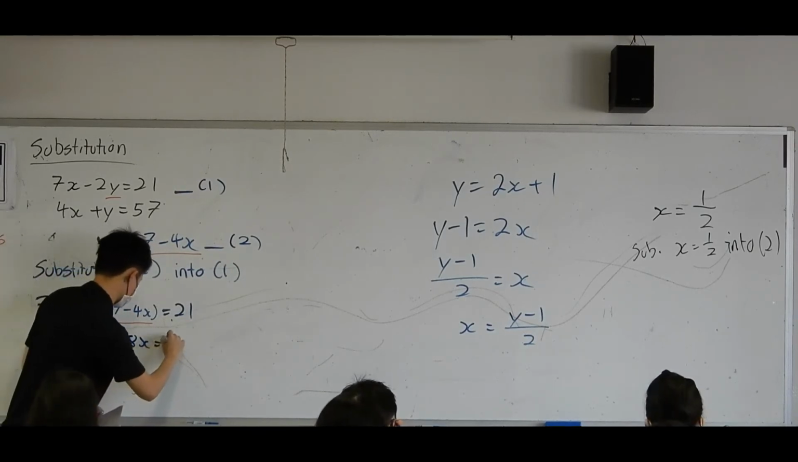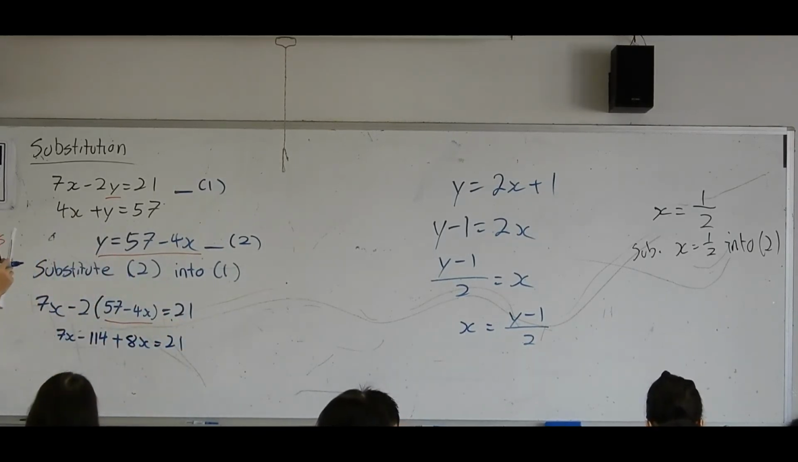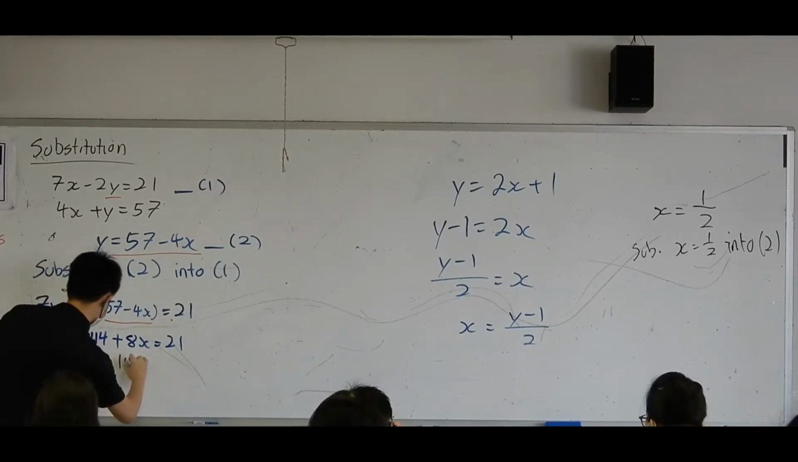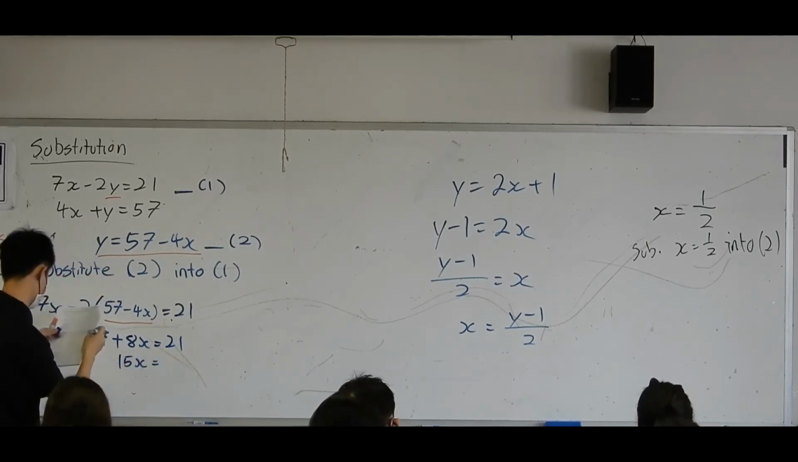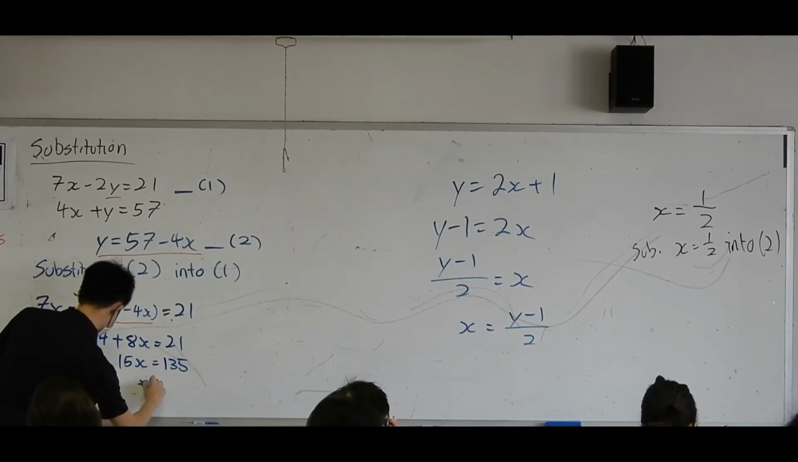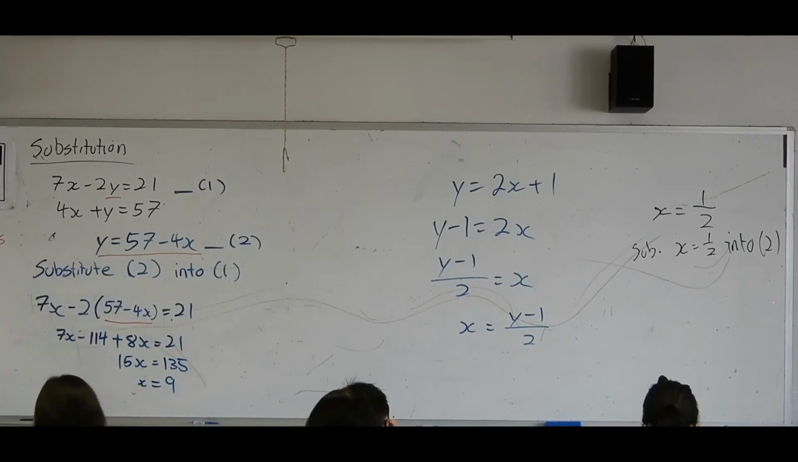Okay, and finally this is 21. Okay, you can quickly shortcut it and you will get 15x equals to 135. And then x is equals to 9. Okay, so that's step 1.